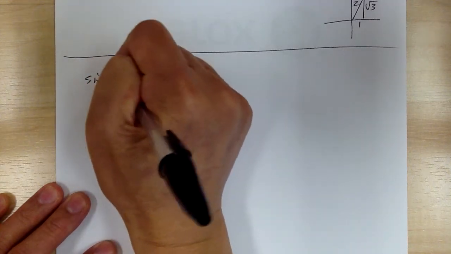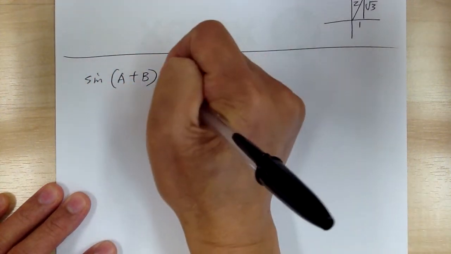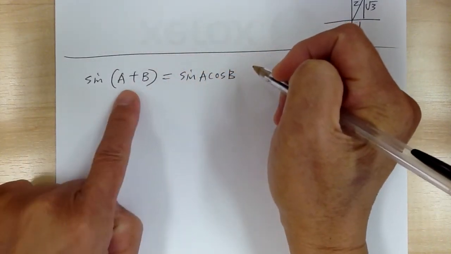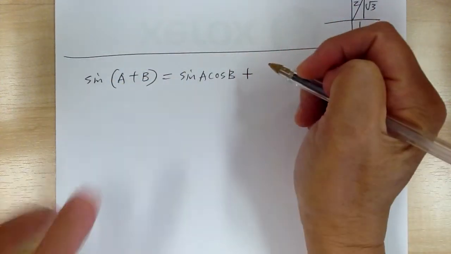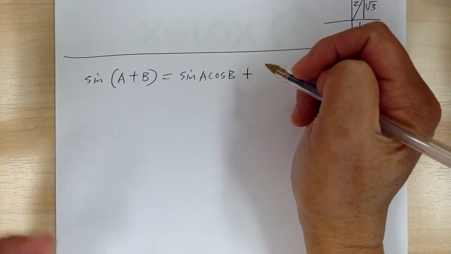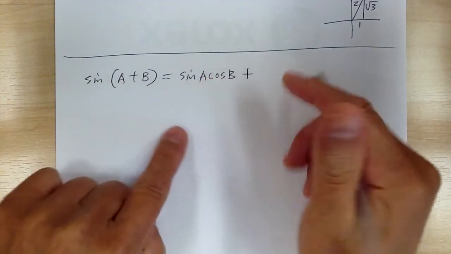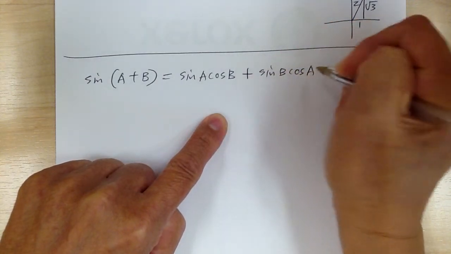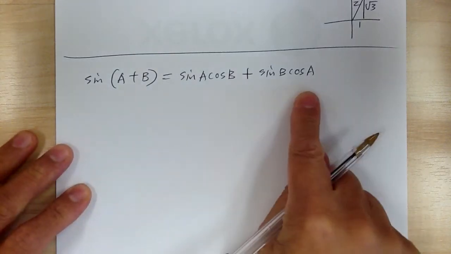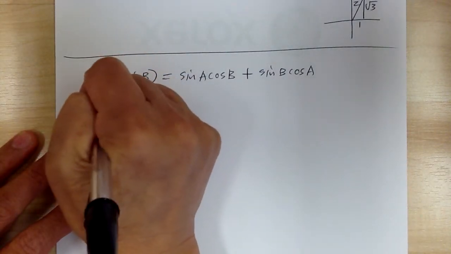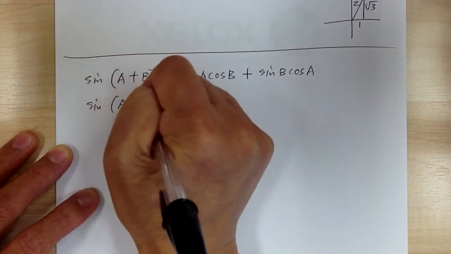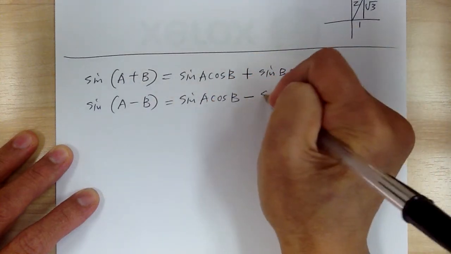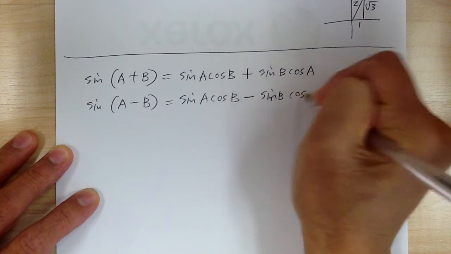So let's say you have sine of angle A plus angle B. This will equal sine A cosine B, and for sine, if it's plus, you get plus. So for the sine function, you switch the letters: sine A cosine B, and then sine B cosine A. So that is the sine function. Then when you have the difference, the sign is just opposite. So sine of A minus B equals sine A cosine B minus sine B cosine A.